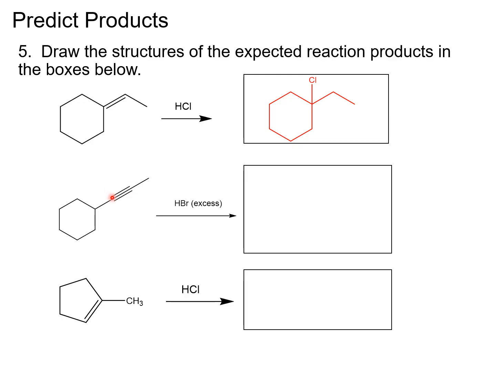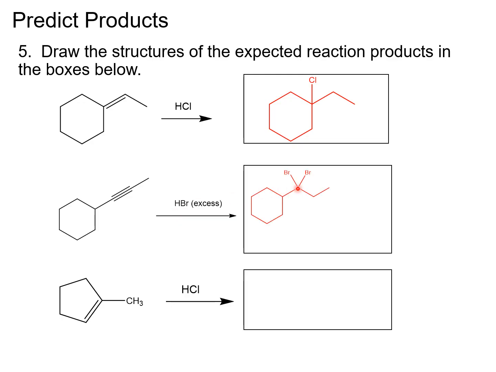The first one's going to have the positive charge here. That's going to add the bromine. The second one's going to have the positive charge here where the bromine adds. After that, we're going to add a second equivalent of HBr where the same rules apply. So we're going to add 2 hydrogens to the same position.